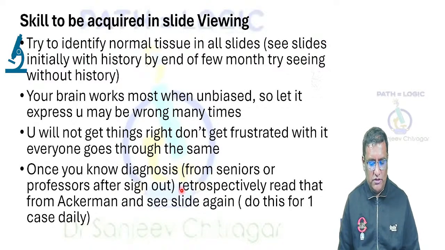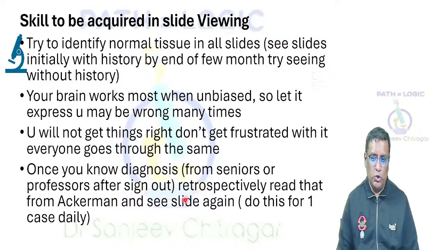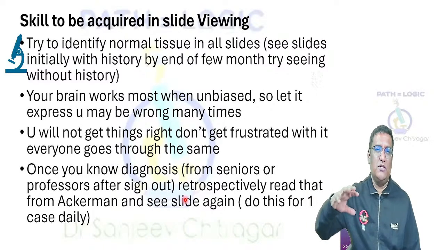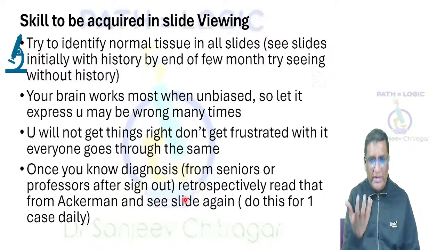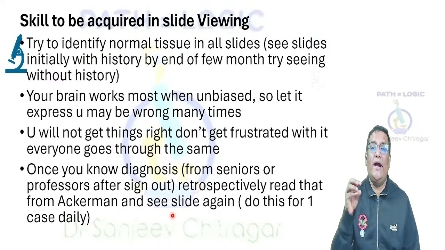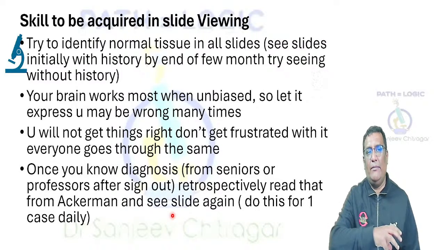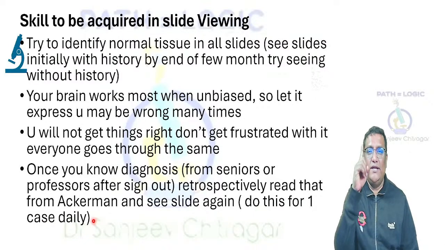Once you know the diagnosis, either from your seniors or from professors after the case has been signed out, retrospectively read the same case from Ackerman and see the slide again. This is the best way of learning for the first years. Say they have diagnosed a papillary thyroid carcinoma, medullary carcinoma of thyroid, or a pleomorphic adenoma, or any tumor. Once it has been signed out, take the slide out, read Ackerman, and see the slide again. Try to identify whether everything Ackerman has mentioned is present in those slides. Do this for one case daily.